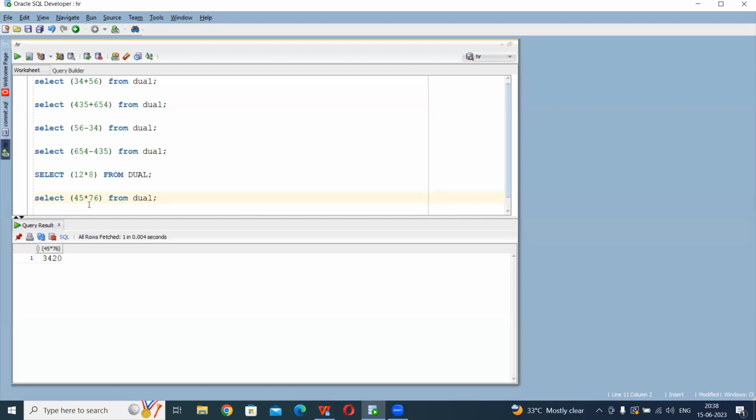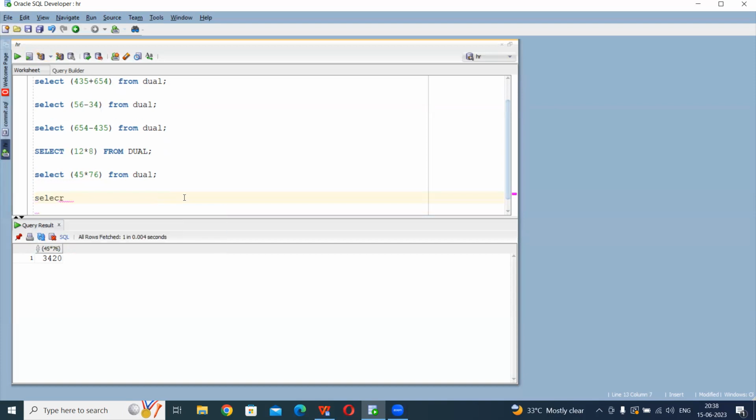So you can see, if I perform multiplication between 45 and 76, I have got my output as 3420. So we'll be getting the same, no? The same has been displayed to us in the output window. This is about the multiplication operator. Now we'll go for the division operator.